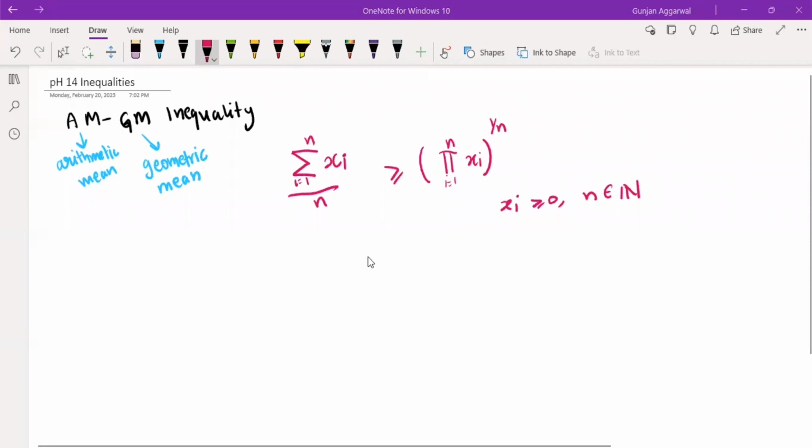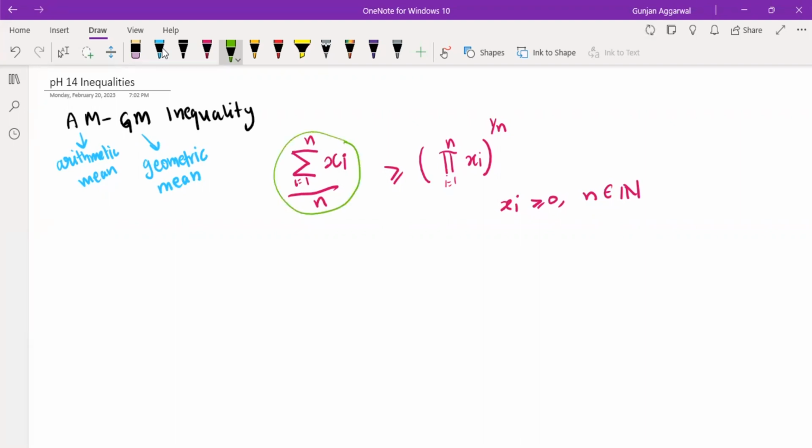Basic inequalities today, and mostly AM-GM and its application. I'm assuming people know what the AM-GM inequality is. If you don't, that's okay. Basically, it says that if I take some n non-negative reals and take their arithmetic mean, then it's always greater than or equal to the geometric mean.